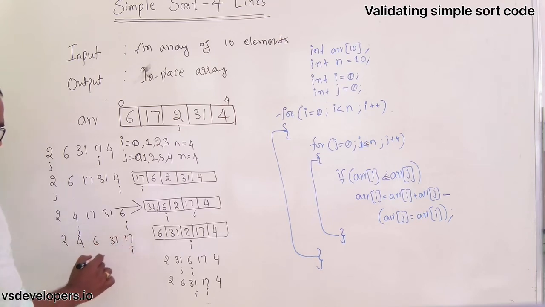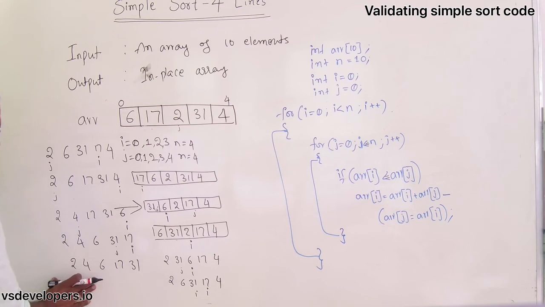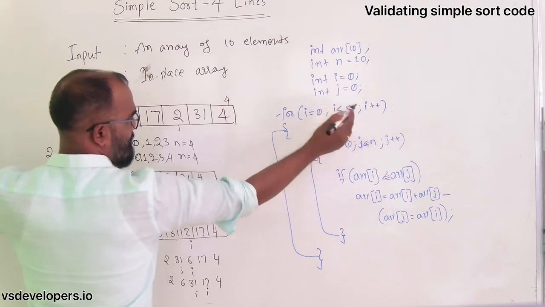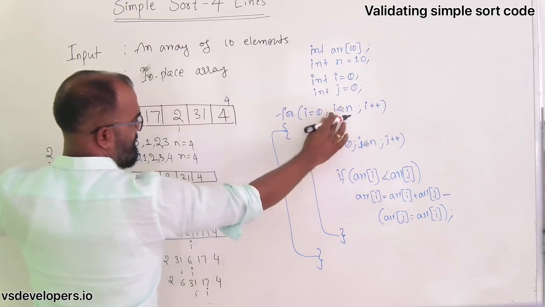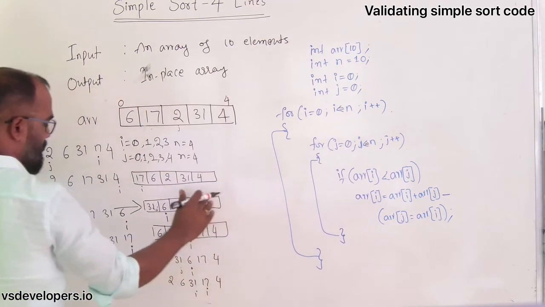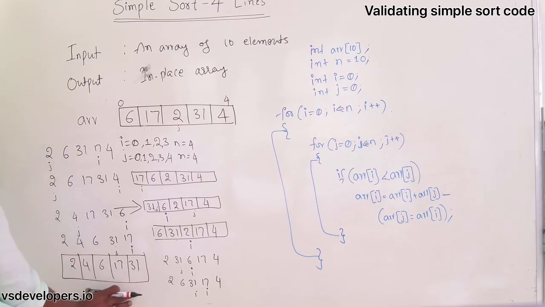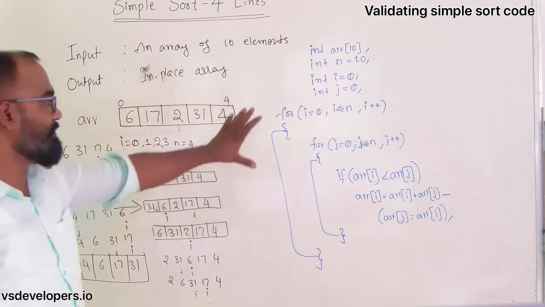Your I is still here, now j has moved here. Then last one, what do you do? Array of I, 17, less than 31, yes, so swap them: 2, 4, 6, 17, 31. So when this is complete, this loop is terminated, come back, I has incremented to 5. Is 5 less than or equal to 4? No, so you come out of the loop. By the end of it, your new array, if you take a look at it, is sorted in ascending order. So this is a simple sort validation of the algorithm that you have written.